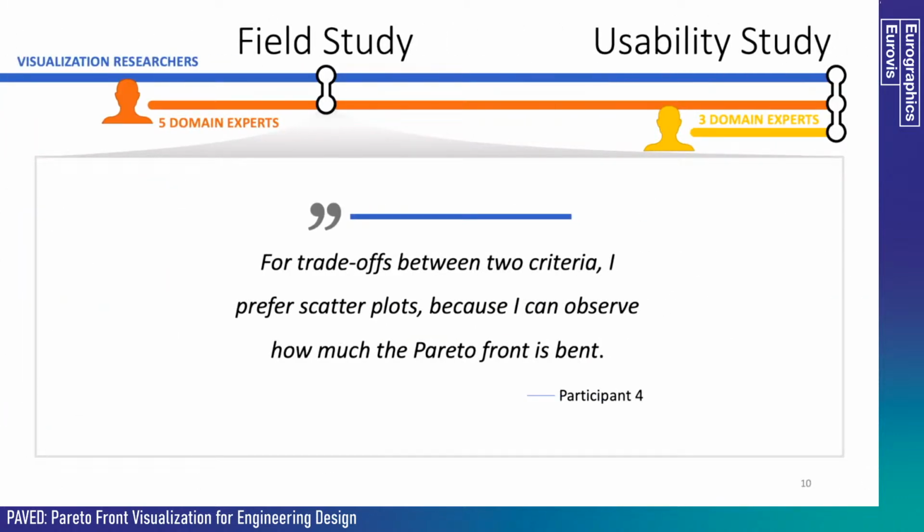To validate our visualization design in the wild, we deployed the tool to mortar engineers and observed how they interacted with it in their own working environment. One participant pointed out that whenever only 2 criteria need to be balanced, scatter plots are his visualization of choice, because the bending of the Pareto front directly conveys how much losses in one criterion need to be traded for a certain gain in the other criterion.